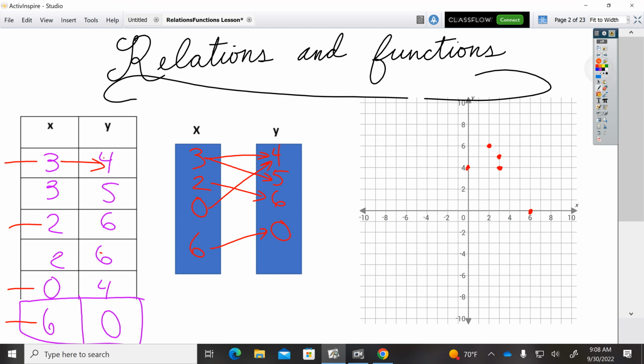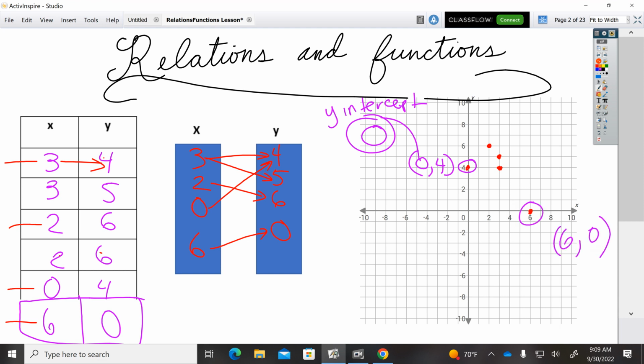Now, the 2 special points I want to talk about are the ones that hit the actual x and y axis. This number right here was (0, 4). Everybody agree? Now, what is the x value on your y-intercept? 0. Are you with me? Now, the x-intercept is this one. What are the coordinates of that one? (6, 0).